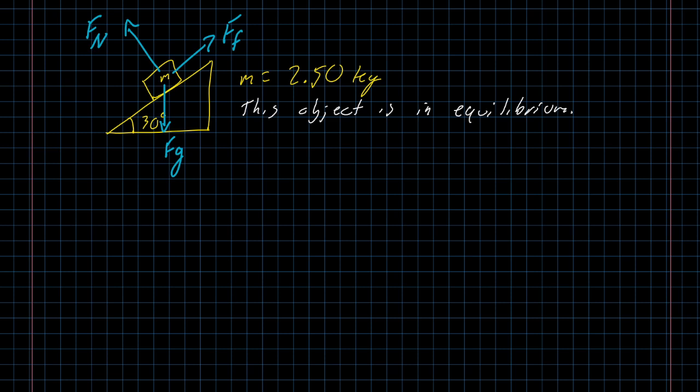The components here, at first glance, are going to be kind of annoying, because we would normally draw our x-axis and our y-axis, which means that the force of friction is going off at a 30-degree angle, and then the normal force is going off at a 120-degree angle, and that doesn't look like a lot of fun.